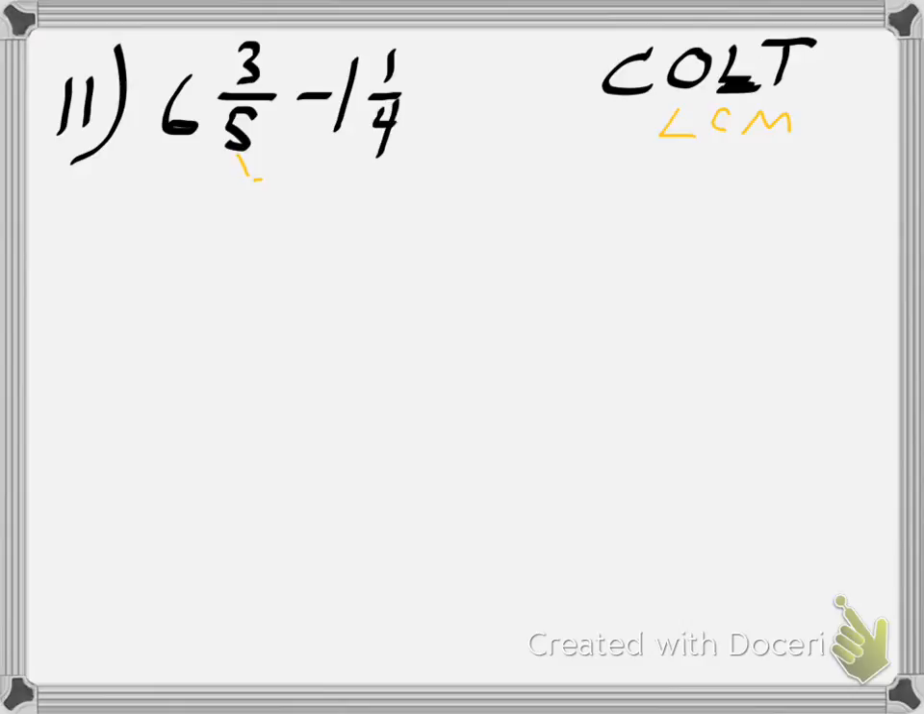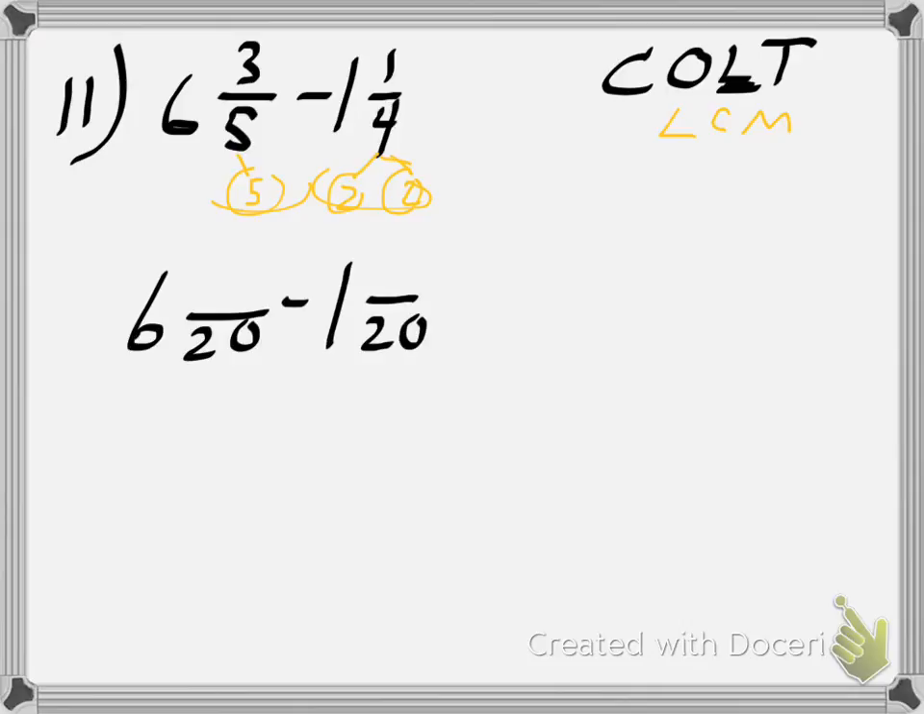And we have 5, which is 5, 4, which is 2 times 2. So we take the most 2's and the most 5's, and so that's the 2's and the 5's, which gives us 20. So our new denominator is going to be 20. Our whole numbers are going to stay exactly the same. We're only changing the fractions to get like denominators.